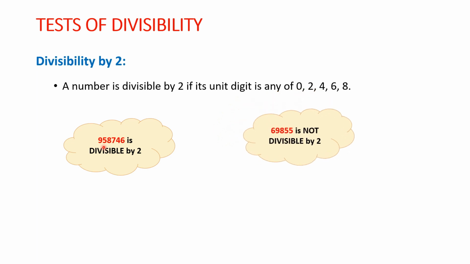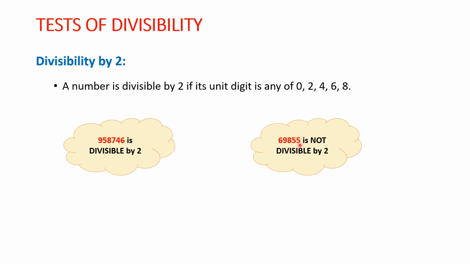Let's take another example. Consider the numeral 69855 and the unit digit is 5. That means it is not divisible by 2. So if a number is said to be divisible by 2, then that unit digit should be 0, 2, 4, 6, 8.